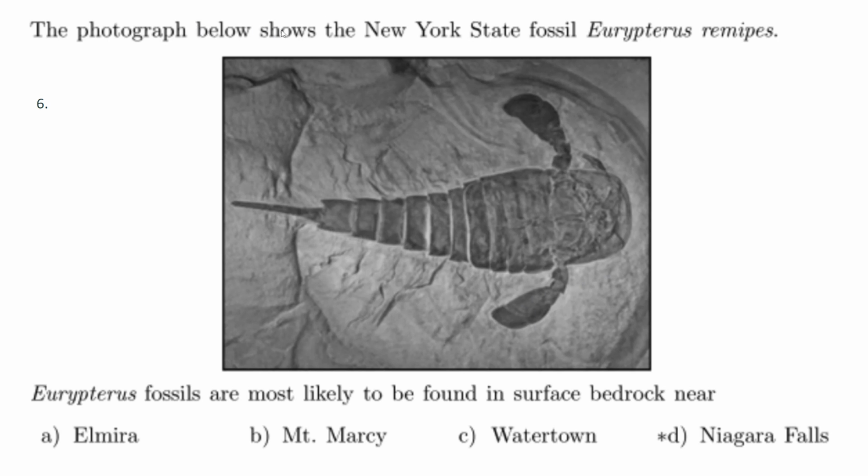This says the photograph below shows a New York State fossil, Eurypterus ramipus. Eurypterus fossils are most likely to be found in surface bedrock near. The correct answer is D, Niagara Falls. So here's how you do it.